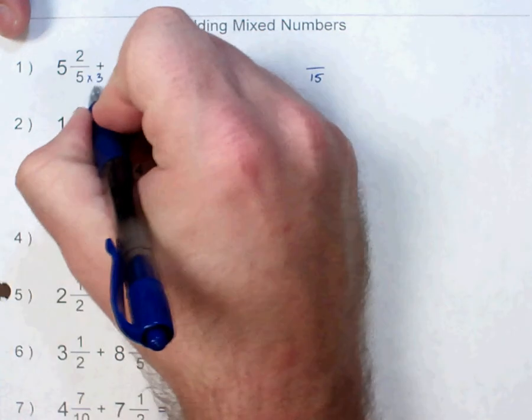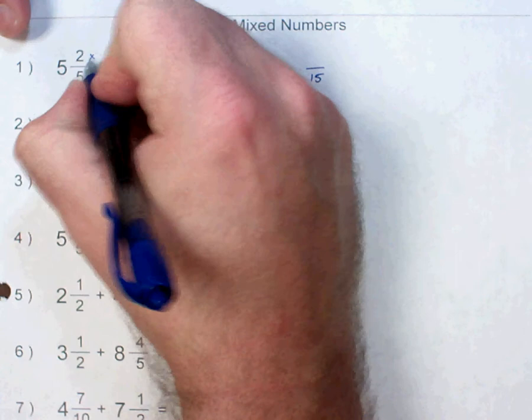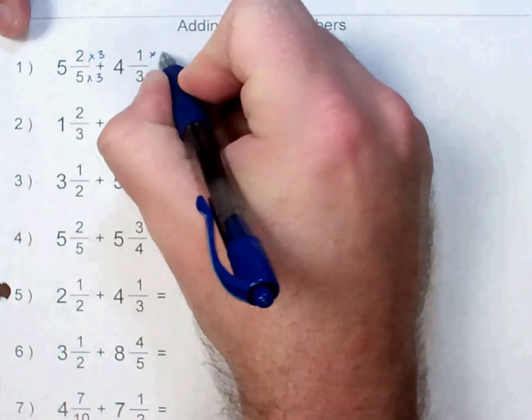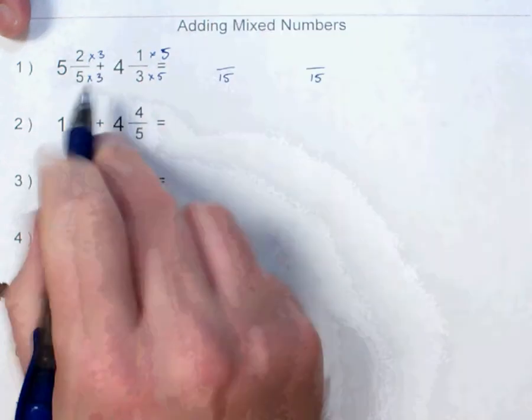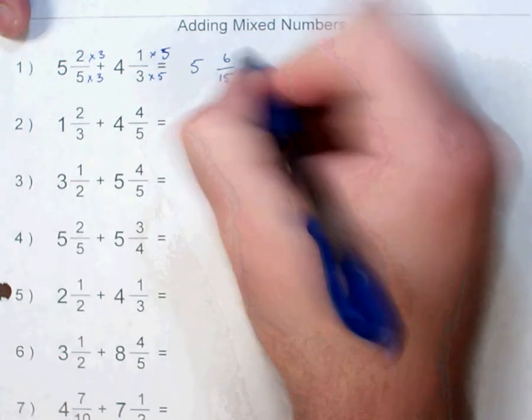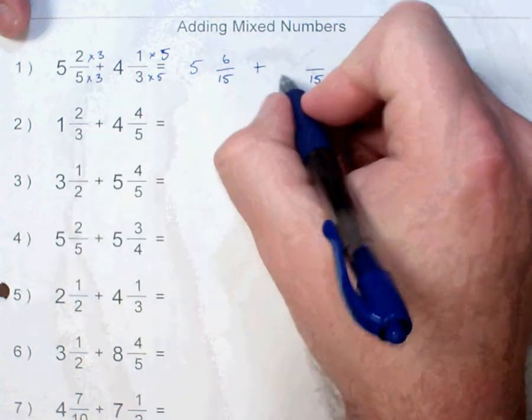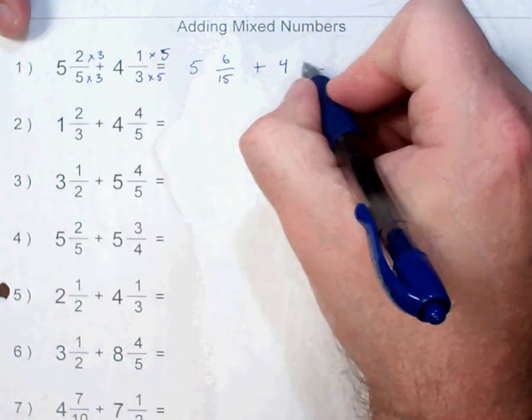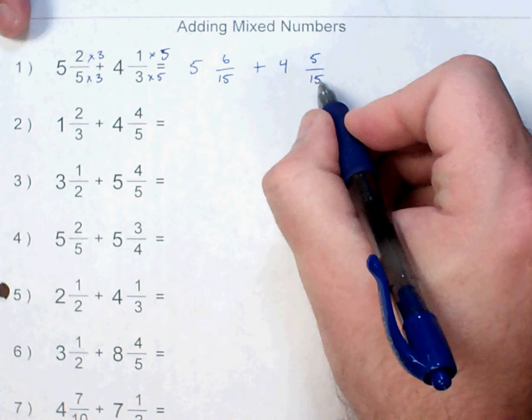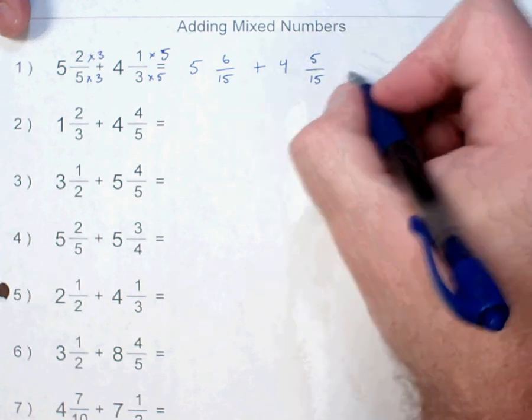Alright, whatever I do to the denominator, I have to do to the numerator as well. So on this one I'm going to get 5, and 2 times 3 is 6, 6/15ths, plus 4, 1 times 5 is 5, and 5/15ths. Alright, then I'm just simply going to do the addition.